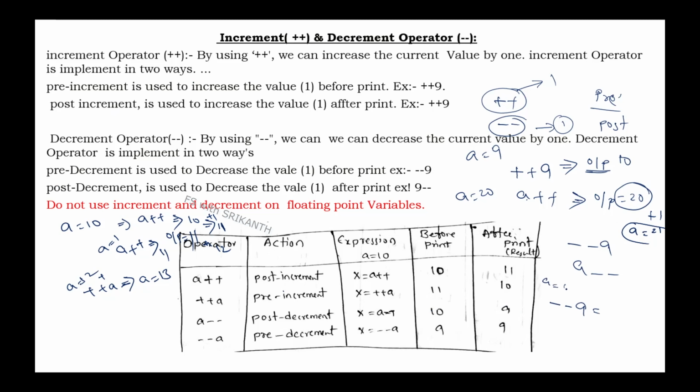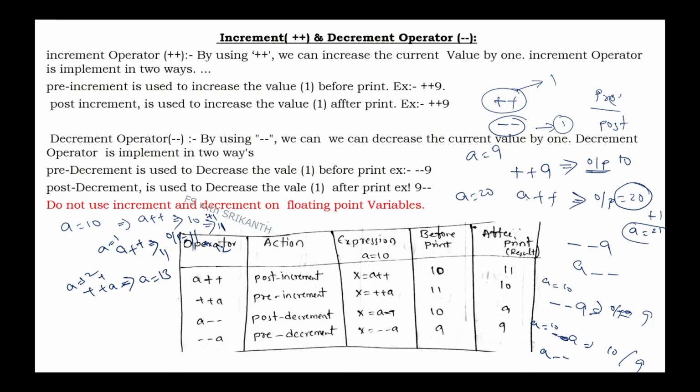Suppose the value of a is 10. With minus minus a, the output directly is 9. What happens with a minus minus, if a is 10? It first prints 10, then it changes to 9.